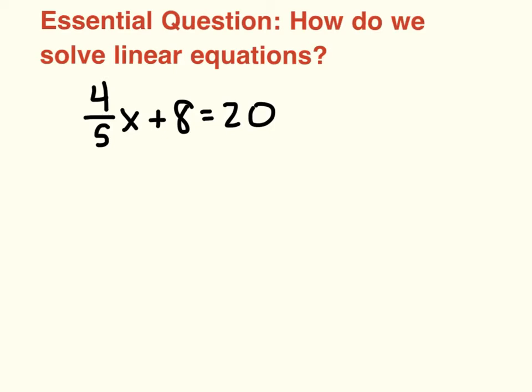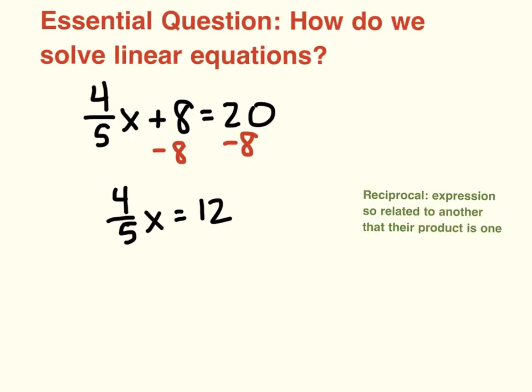Well, the very first thing I want to do is try to isolate this variable. So right now I have a plus 8 hanging out to the side. I'm going to subtract 8 from each side. Now I have 4/5 x equals 12. 4/5 x is really just saying you're multiplying by 4 and dividing by 5. So to get rid of that 4/5, you can multiply by the reciprocal.